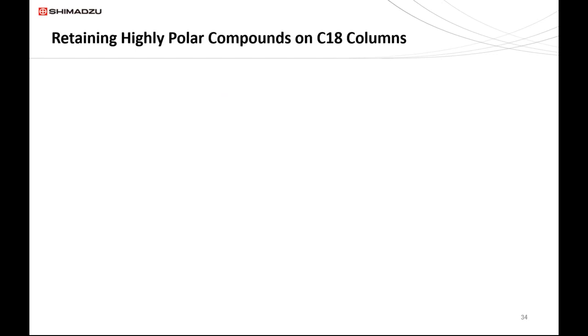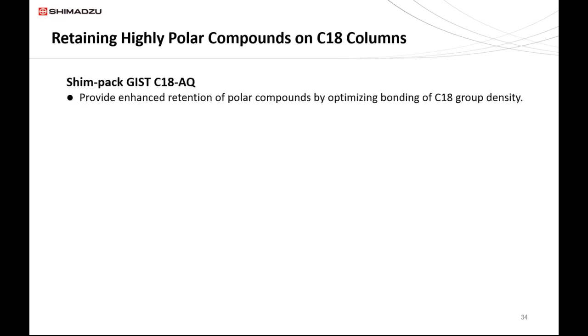Highly polar compounds are difficult to retain by reverse phase columns. They usually elute very early on reverse phase columns. Our Shimpact GIST C18AQ column is designed to provide enhanced retention of polar compounds on C18 phase columns. Bonding of C18 groups are optimized to not only provide maximum hydrophobic interaction with the analytes, but also give stability to fully aqueous condition.